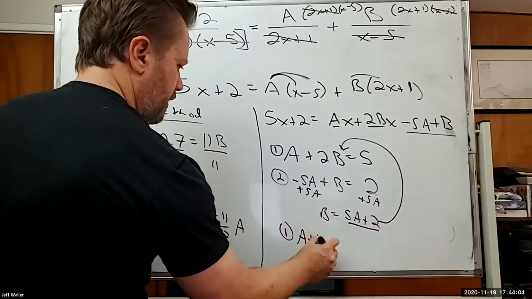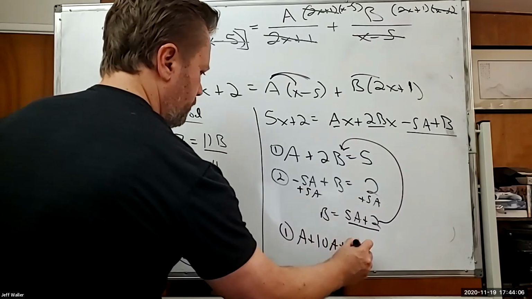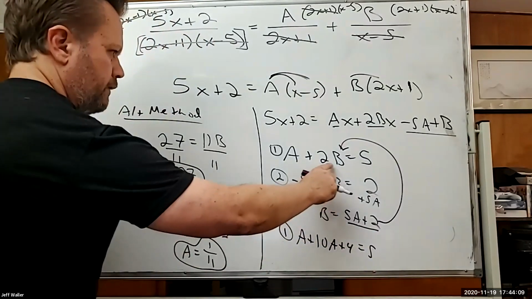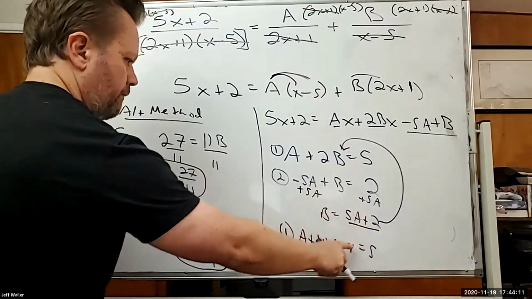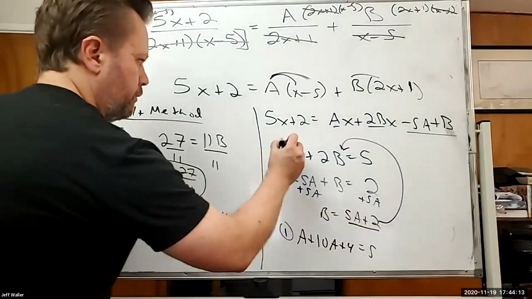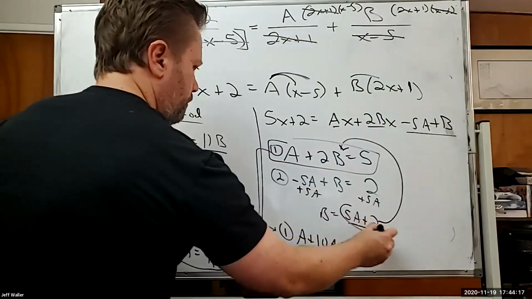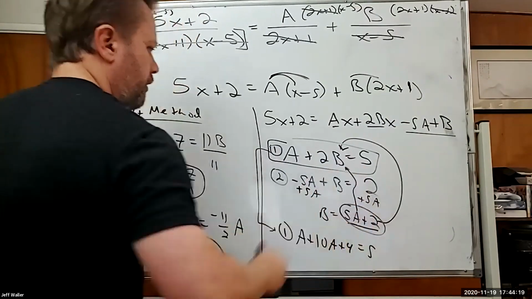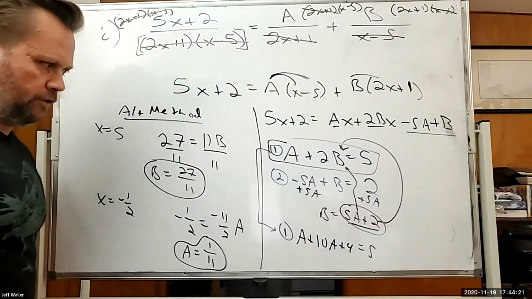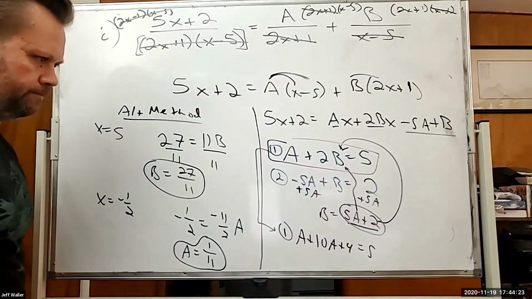So is this cool? 10a plus 4. Is that all right? Everybody cool with that? Twice b, and b is this thing. So all I did was I rewrote 1, there, plugging this in there. Good suggestion. I like it.